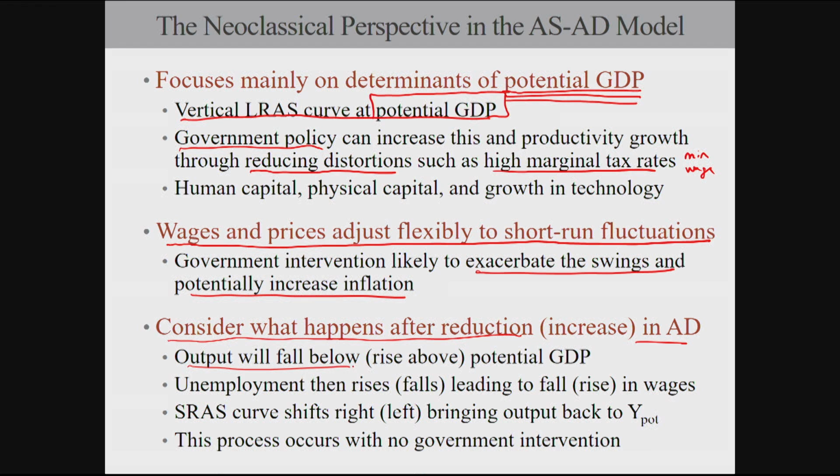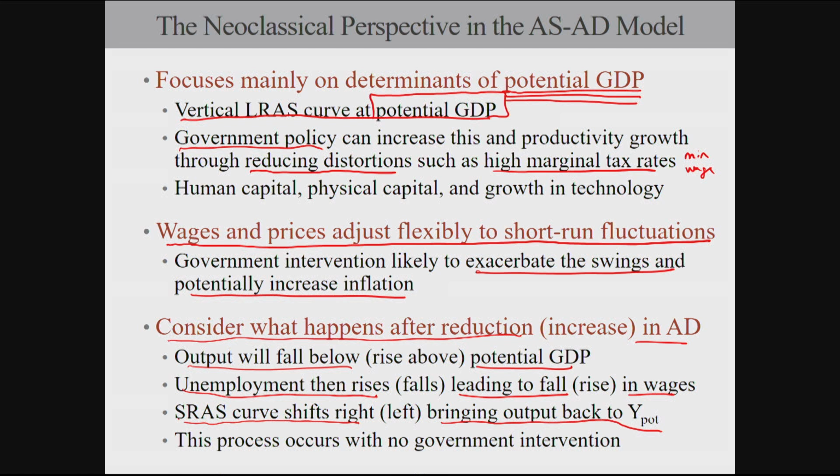This is just, with words, consider what happens after a reduction in aggregate demand. Output falls below potential GDP. Unemployment then rises, which leads to a fall in wages. The parentheses are just the opposite, like I do it for both scenarios here. And so the short-run aggregate supply curve is going to shift right, which brings output back to potential output. And this process occurs without any government intervention.